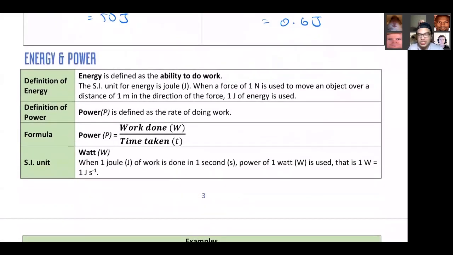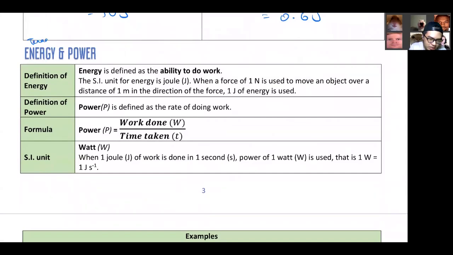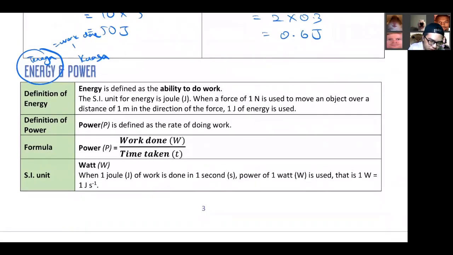Okay, next, let's look at energy and power. Energy is tenaga. Power is kuasa. So let's understand the theory just now. This tenaga, energy, is the same as work done, or kerja. So the definition of energy, like I said, is the same as work done. The ability to do work, kebolehan melakukan kerja. That's why I said energy is the ability to work, same as work done. So same thing here. Tenaga is kebolehan melakukan kerja.